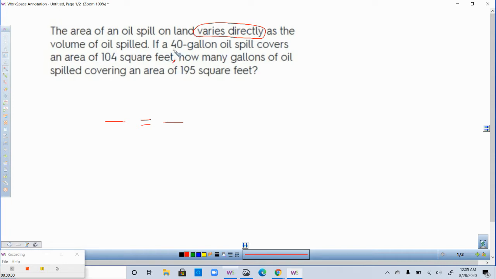Okay, and so right here I have 40 gallons and 104 square feet. Okay, so those are going to go in the same fraction. I don't care how you put them. I don't care if you put 40 gallons on top. I'm going to go ahead and put gallons right here, and 104 square feet on bottom. I don't care if you reverse it. It's not going to matter as long as you keep gallons on top and square feet on bottom.